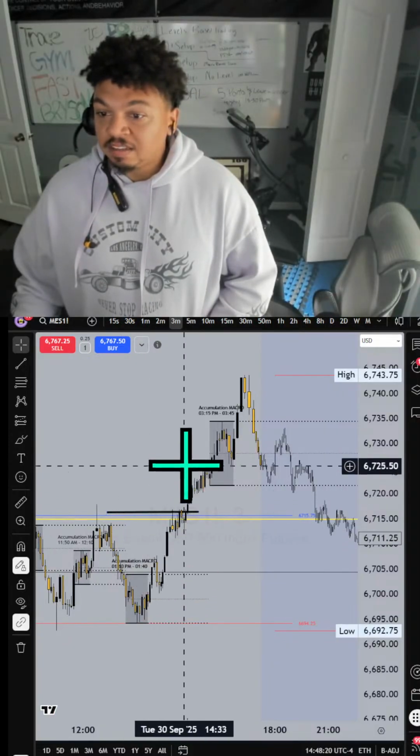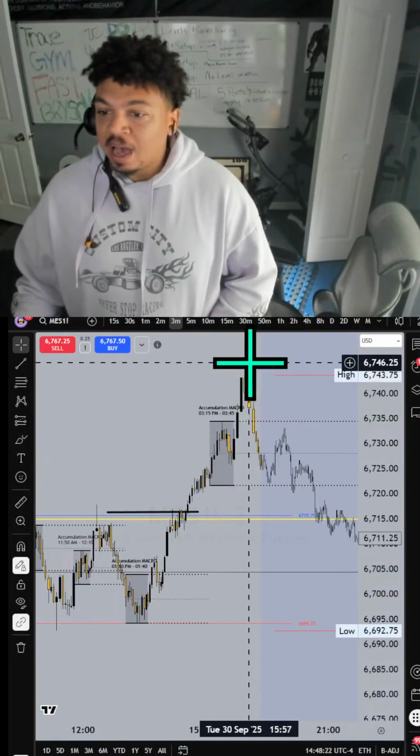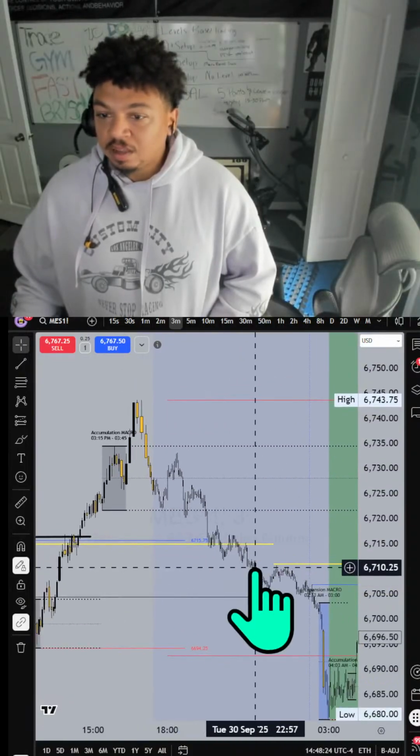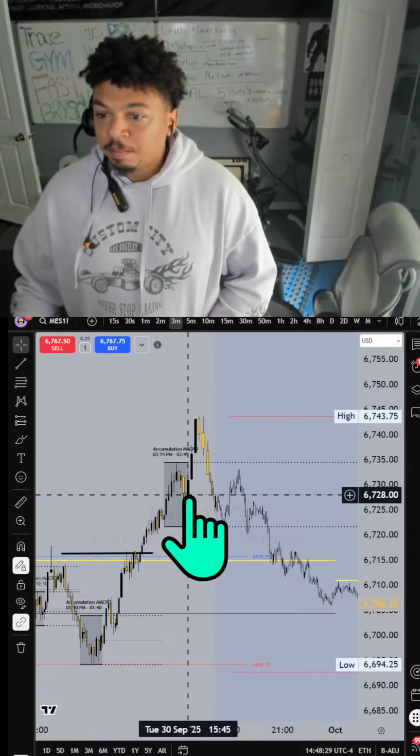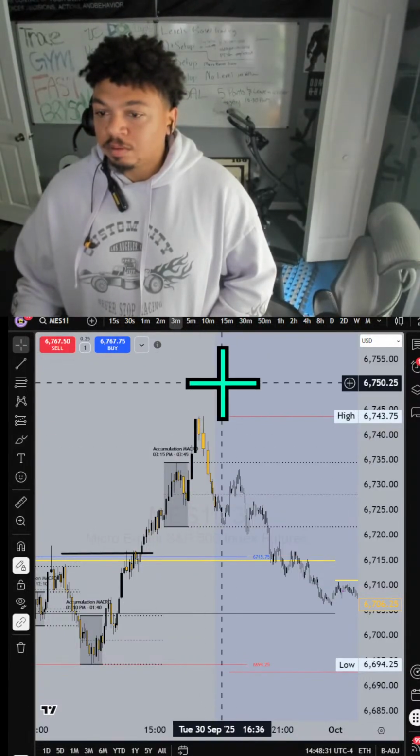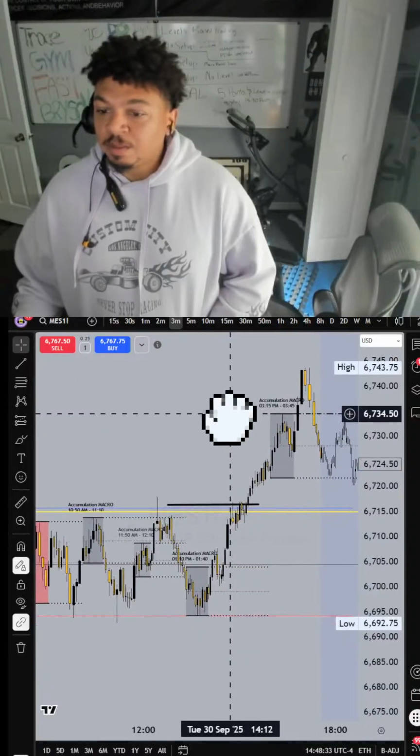Once it flipped this level and made this into an A buy, that was it. All you could take after that A buy is now a B buy, midpoint of a macro. That's it. It becomes very simple if you allow it to be.